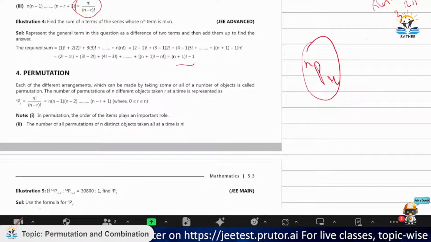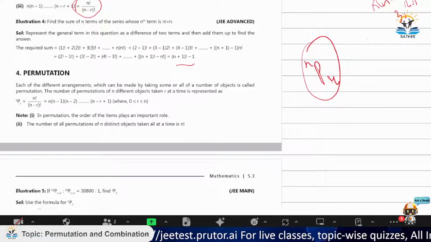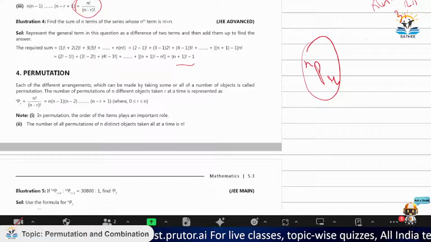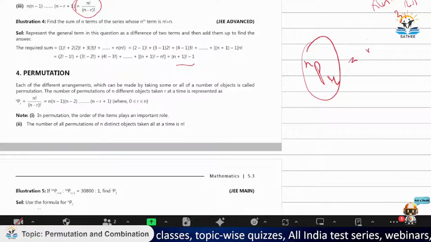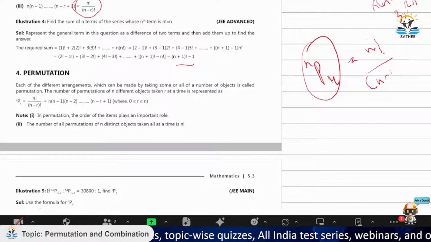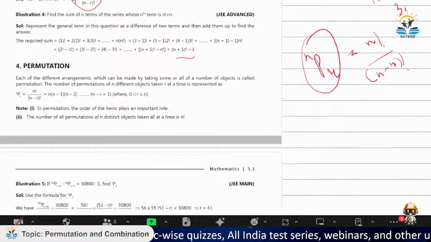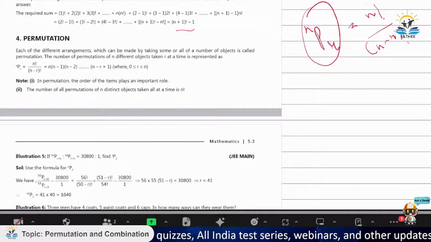सबको पता होगा कि permutation is written by nPr. And how do we write it? n above P and r below P, like superscript and subscript if you're aware of. So इसको ऐसे लिख सकते हैं n factorial upon n minus r factorial. This is what our permutation looks like.